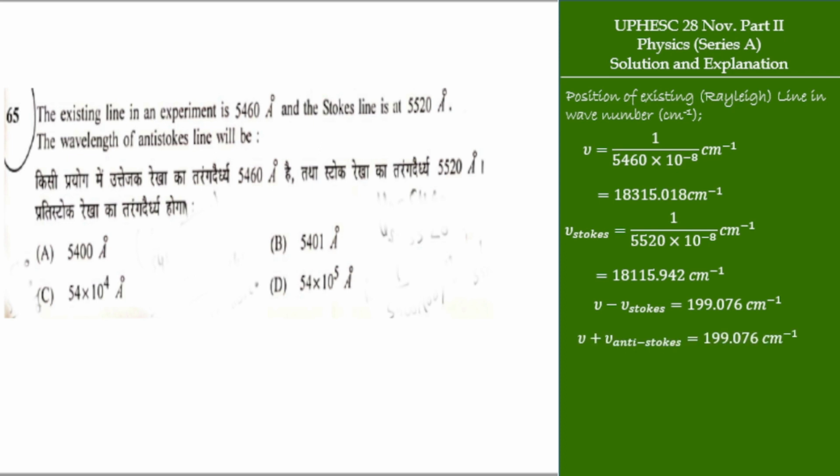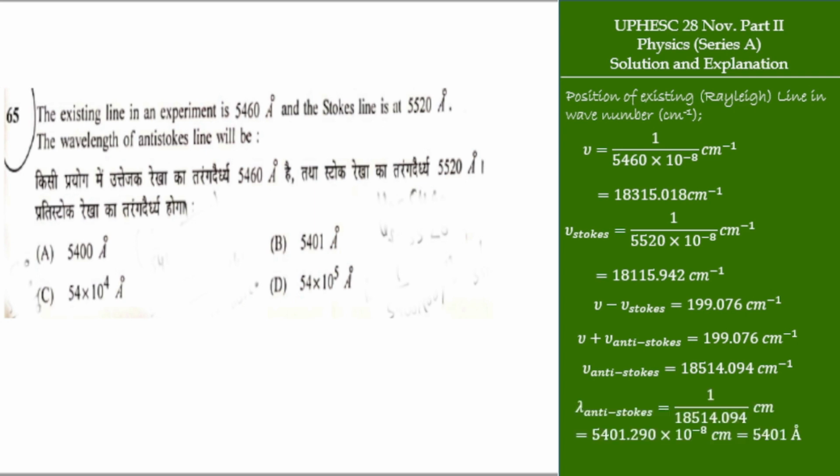This data can be used to find the location of the anti-Stokes line on the wave number scale. So the anti-Stokes line wave number will be 18,514.094 centimeter inverse. Now you have to change this into wavelength terms. So take the inverse of the wave number, you will get the wavelength for the anti-Stokes line, and this gives you 5,401 angstrom. So the correct option is B.